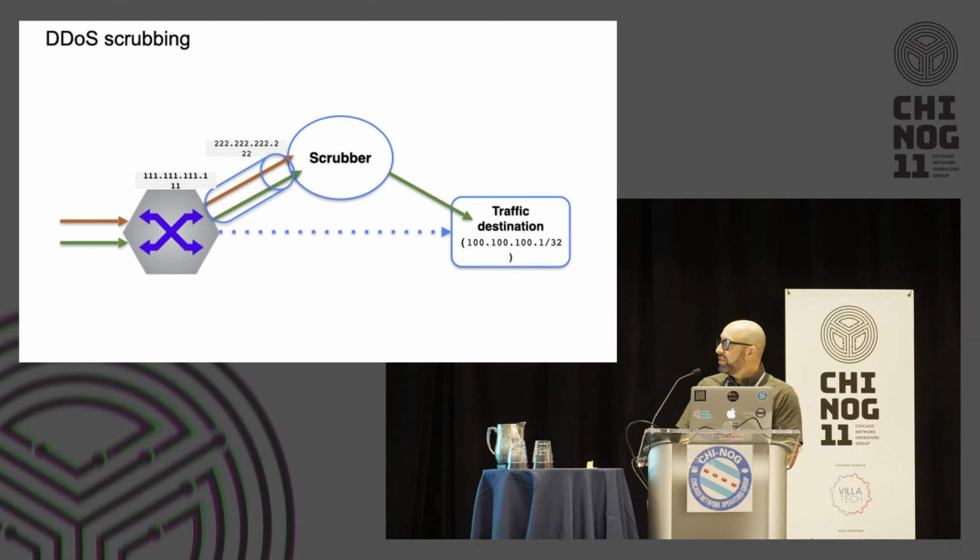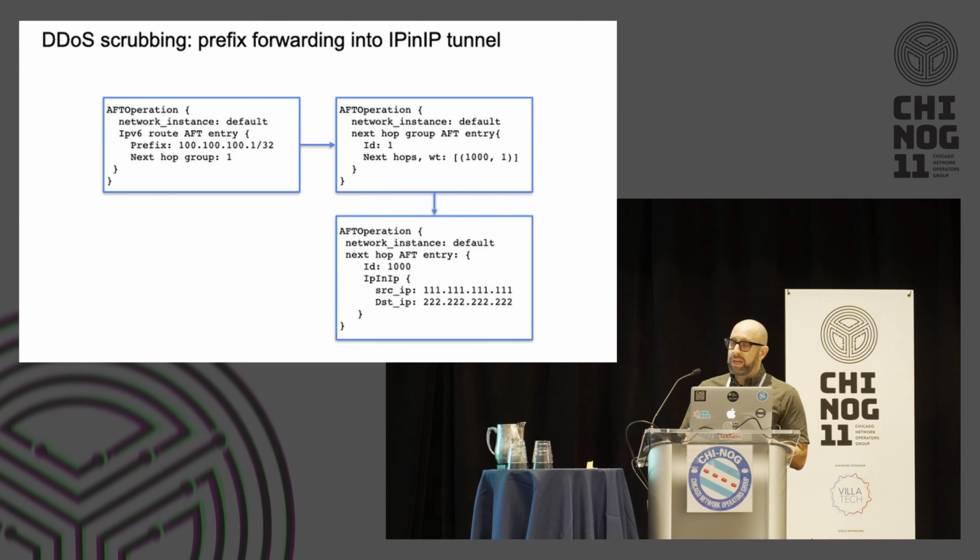So digging into the DDoS scrubbing scenario a bit further here, what we have is a router here that wants to divert the traffic through a scrubber. I have a tunnel destination here, that's sourced at the all ones to the all twos. The traffic is destined for 100.1. What we do here is working our way from the lower right-hand corner here. We see the construction of an IP-in-IP tunnel with a source of all ones, a destination of all twos.